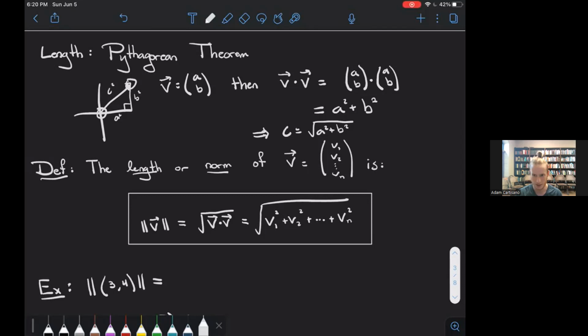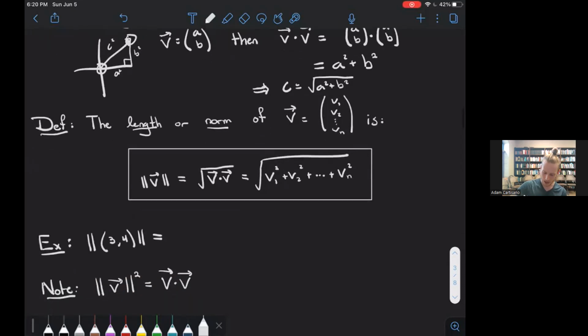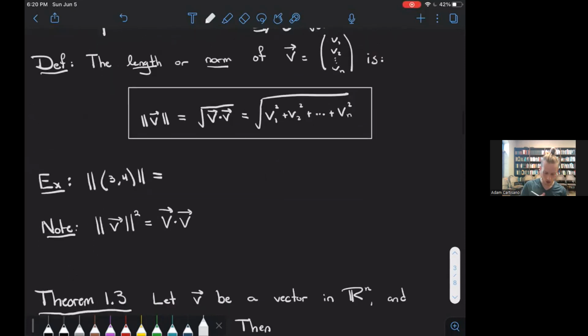Pause and rewind if you need to hear it again. Yeah, it's a mouthful, right? But we just take every component, square it, add all of those squares together, and then take a square root when we're done. Okay. Let's do an example real quick. Just the square, classic 3, 4, 5 triangle.